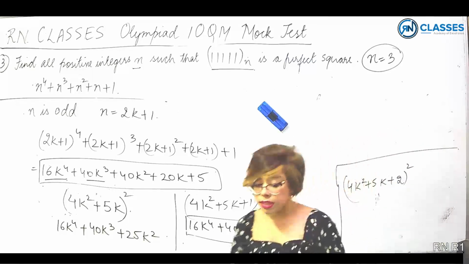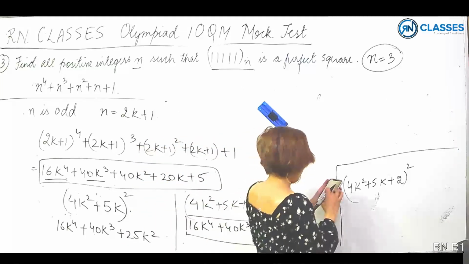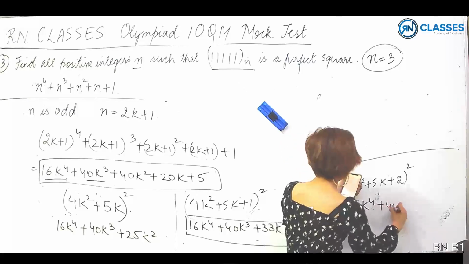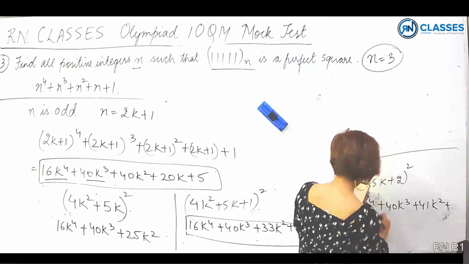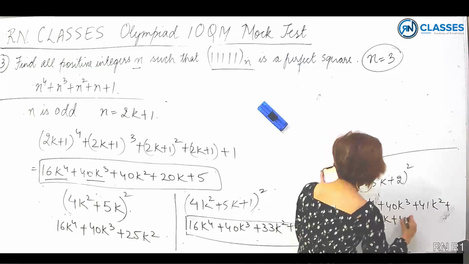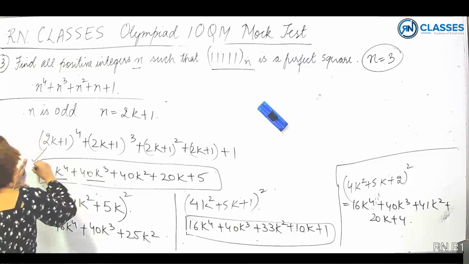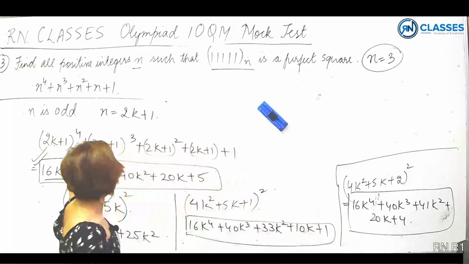Right? Now, this square you can open it up and it will turn out to be 16k raised to 4 plus 40k cube plus 41k square plus 20k plus 4. Right? Okay. Check it out. Compare this polynomial and this one. Obviously, first two terms the same हैं.